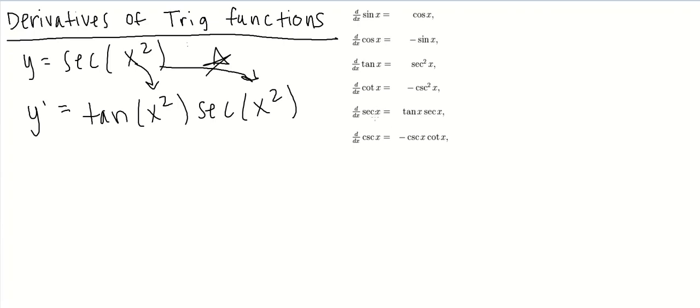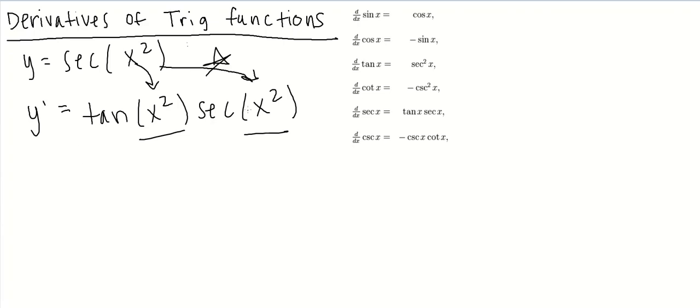So if your inside function isn't just x, that needs to be represented here, because the chain rule tells us that the inside should stay the same, and our inside was x squared, so our x squared had to go in both of these spots. So that's a super common mistake. Be really careful about that.